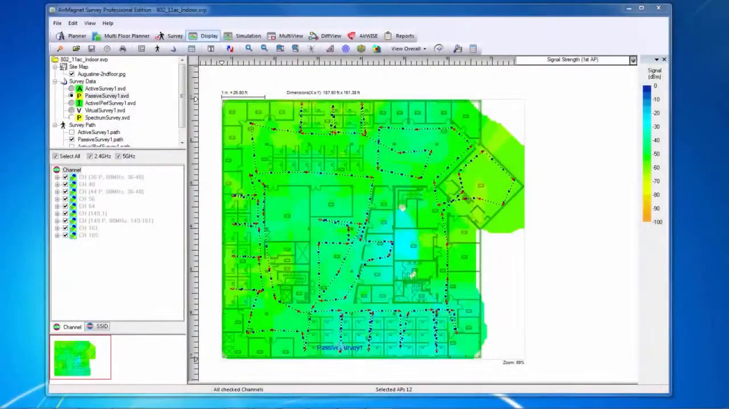Today we're going to cover the various types of heat maps. Airmagnet Survey Pro offers a variety of heat maps to analyze and understand the data collected during site surveys.